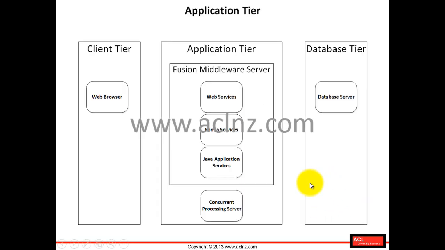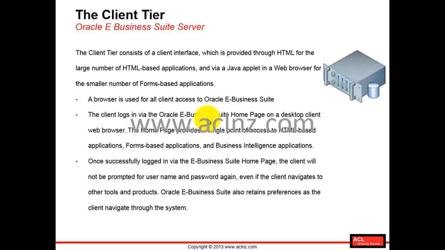The client tier. The client tier is the first phase of the entire three-tier architecture of Oracle applications. So basically the client accesses Oracle application via a web browser from his machine, and that machine could be a laptop or a desktop or any other type of machine like iPads these days. And the actual interface of Oracle applications can be accessed via HTML forms, or it can be accessed via a Java applet. And this is what I have written over here.